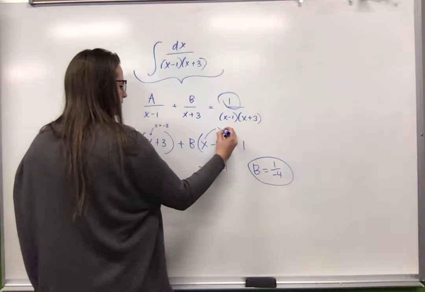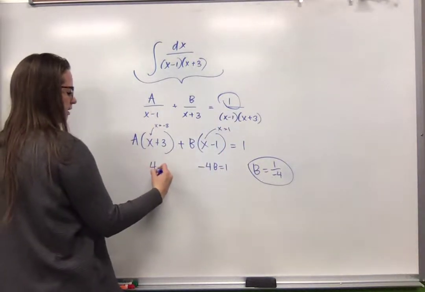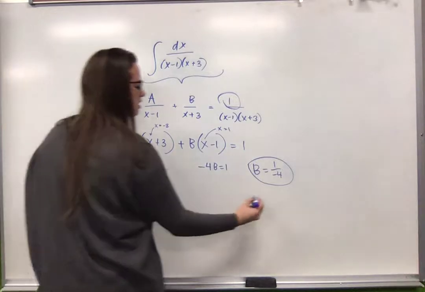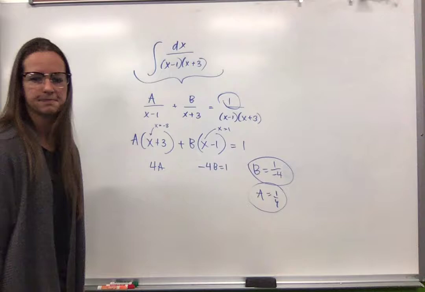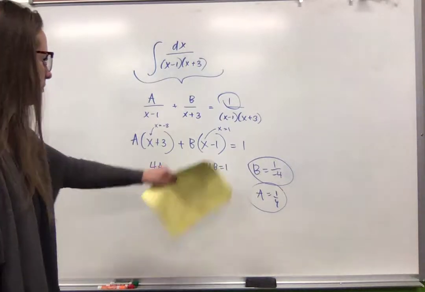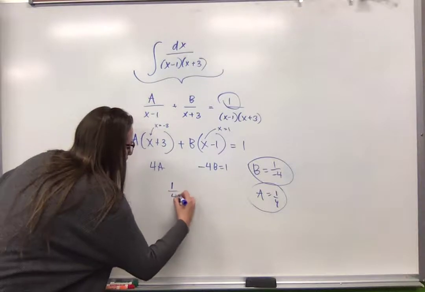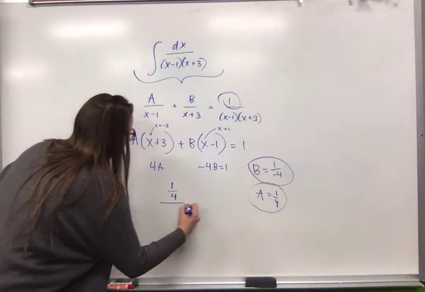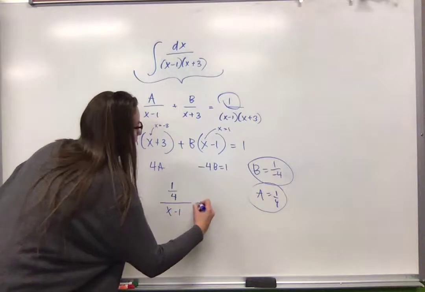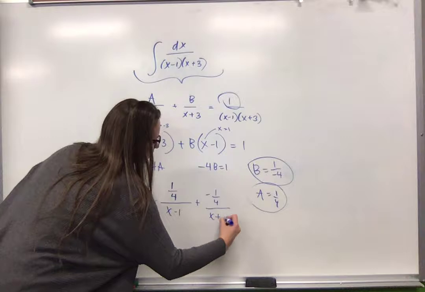Now I did the same thing. I'm going to pretend that x equals positive 1 so that the B goes away. If x is positive 1, I'm left with 4A equals 1. So I get that A equals positive 1/4. Cool. So I solve for both of those, then I can plug them back into my fraction. So A is 1/4, so I'm going to put 1/4 on top, and then divided by x minus 1. And then plus B is negative 1/4 divided by x plus 3.